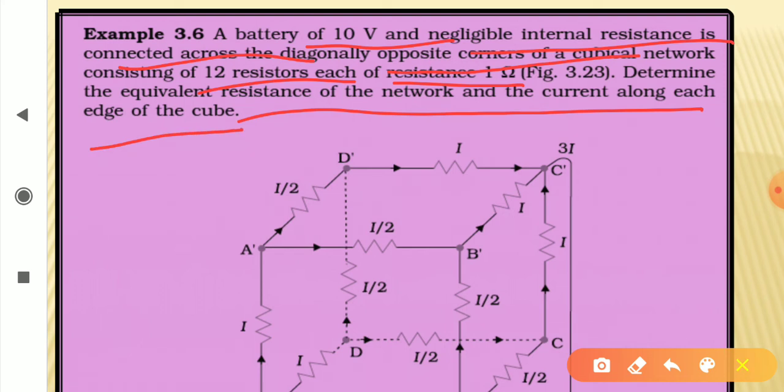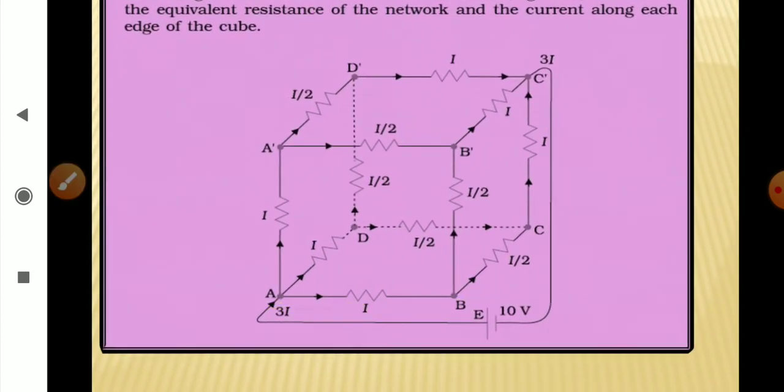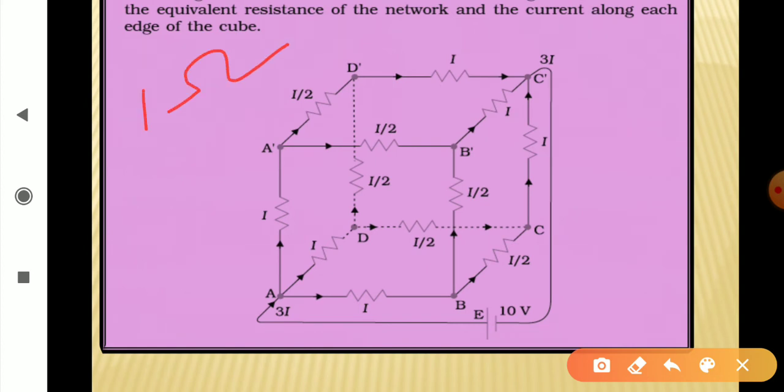Okay, so here we have a cube with each edge having 1 ohm of resistance, right? So this is a very symmetrical cube, and diametrically opposite points are connected to a battery of 10 volt. So here symmetry is going to help us a lot, right?